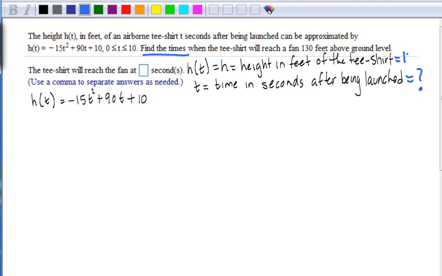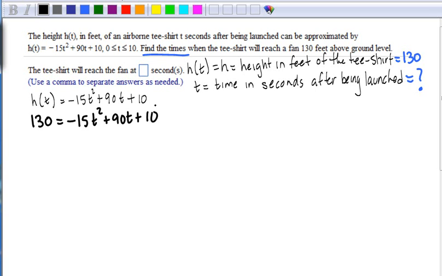Find the times when the t-shirt will reach a fan at 130 feet above ground. 130 feet is the height. So we know the height is 130. So all they expect you to do here is to plug in 130 for the height. So that would be 130 equals negative 15t squared plus 90t plus 10. Okay, so that is our first step.